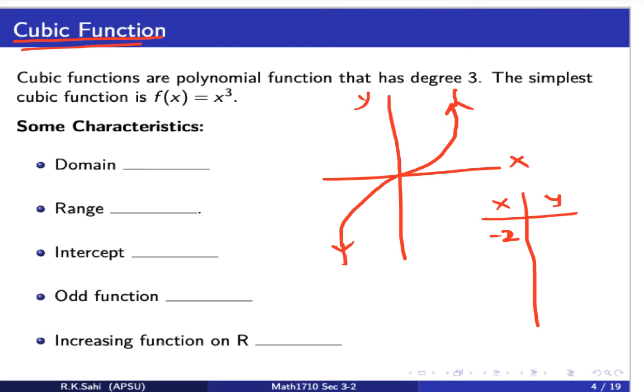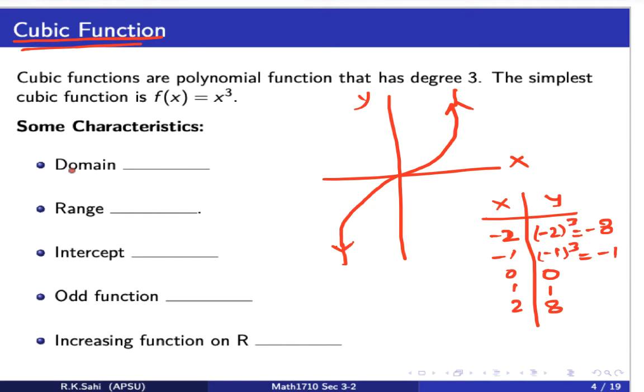Okay, now, say minus 2, minus 1, 0, 1, and 2. So when you put minus 2, now remember it's x cubed. That means it's minus 2 cubed, which is minus 8. When you put minus 1 cubed, you get minus 1. When you put 0, 0. 1 cubed is 1, and 2 cubed is 8.